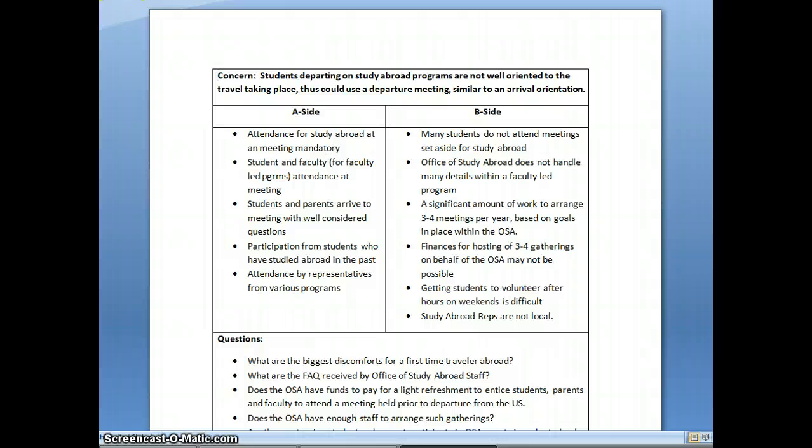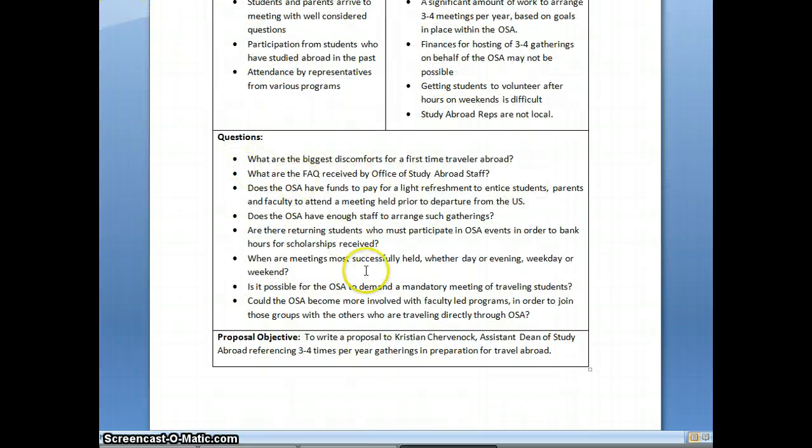So that rather lengthy proposal on the Study Abroad program started as a starting guide, and we'll take you through this starting guide later on, but it started with a concern. And on the A side, she lays out her ideals. On the B side, she lays out the reality of the problems. And then she asks questions that link the ideals on the A side and the reality on the B side. And from these questions, she selects a guiding question. And then she has a proposal objective. This is how we start the proposal.